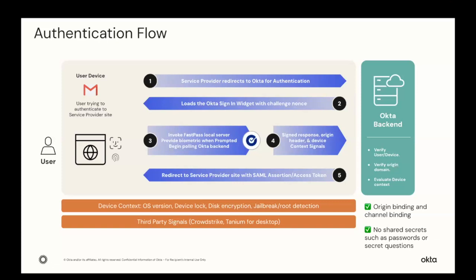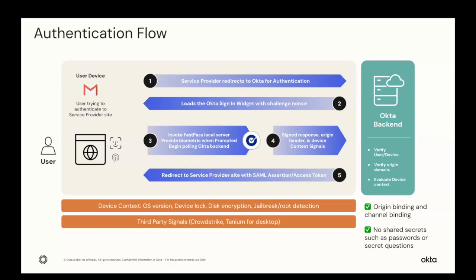Now, this method is highly secure and it's highly resistant to credential phishing attacks. And additionally, if you combine this with third-party integrations such as CrowdStrike or Tanium, you can include additional device signal information in the payload that FastPass sends to Okta for even stronger security against attack vectors such as malware and ransomware attacks.